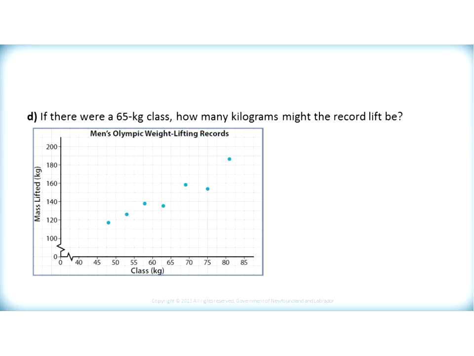If there were a 65 kilogram class, how many kilograms might the record lift be? Well, again, this is an interpolation because we're dealing with numbers that are within the set of values that we have. We don't actually have a 65 kilogram class, but a 65 kilogram class would fall within the classes we have here, between 48 kilograms and 81 kilograms. So here is a line showing us where the 65 kilogram class roughly is.